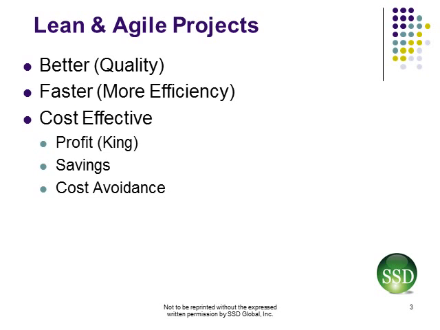Lean and Agile projects strive to make things better, faster, and more cost-effective. You'll remember that cost effectiveness has three different categories: profit, savings, and cost avoidance.